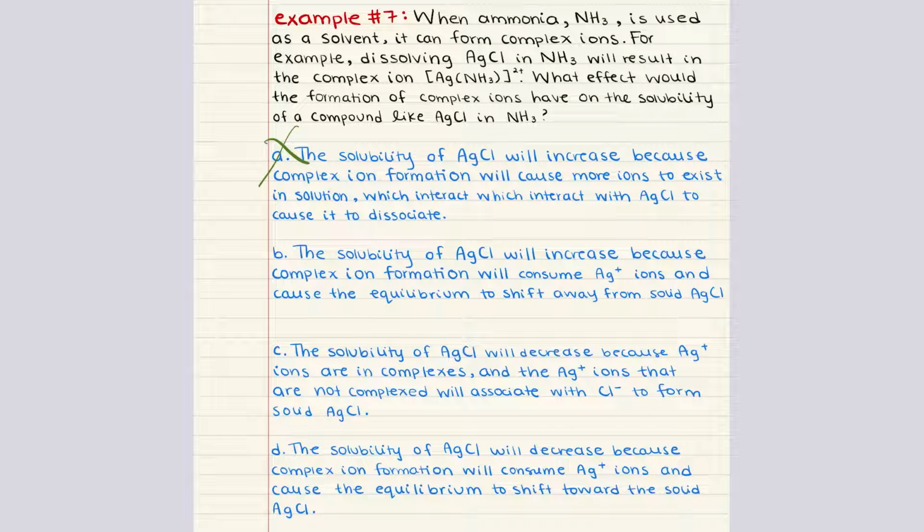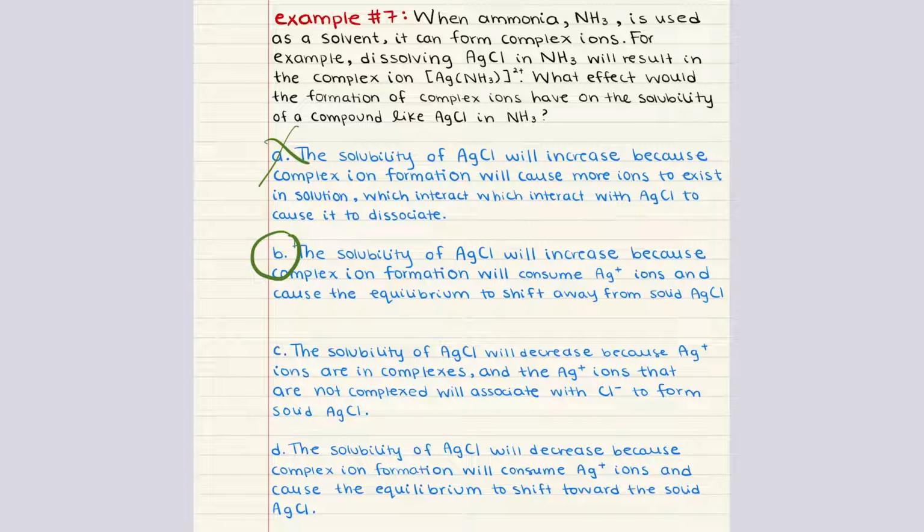Answer choice B says the solubility of silver chloride will increase because complex ion formation will consume silver ions and cause the equilibrium to shift away from solid silver chloride. This option correctly states that the solubility of silver chloride will increase because complex ion formation is going to consume silver ions, and that's going to cause the equilibrium to shift away from solid silver chloride. So this answer choice is actually correct. But let's work through C and D anyway.